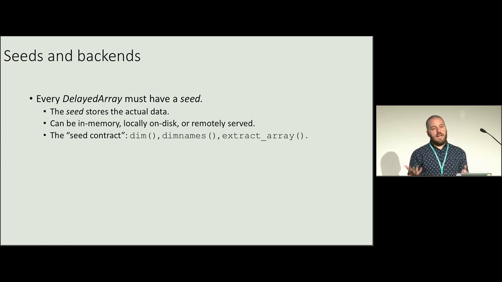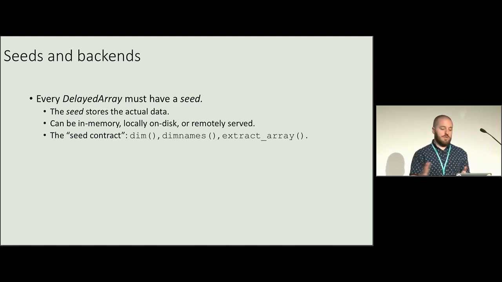So every delayed array has something called a seed, and that's where the data are actually stored. So the seed could be in memory, like an ordinary array, on disk, like I described with an HDF5 file, or even remotely served. So HDF5 has a Python HDF5 server software, so you can share your data, and it has an API where it's sort of JSON and requests, basically.